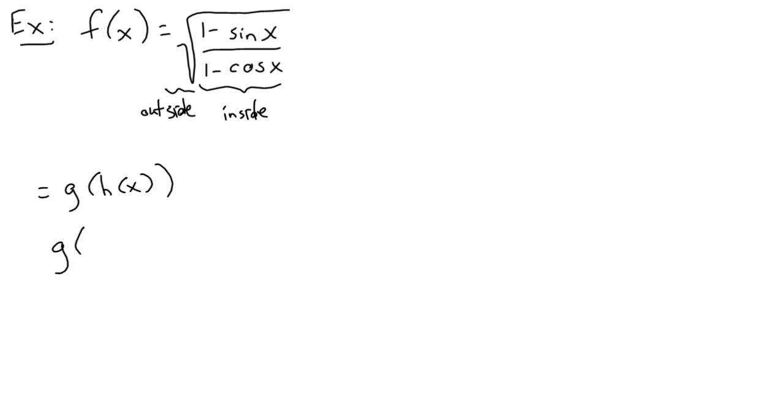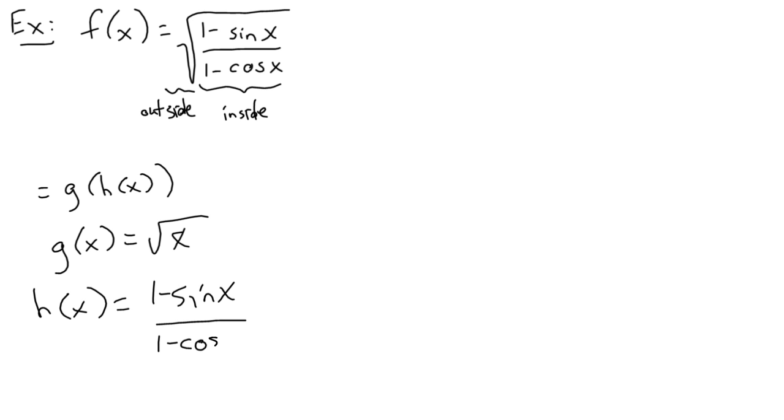So what's g? G is the outside. What do I do last? I take the square root. So g is the square root function. And then h has to be everything that's inside the square root, right? So this has to be 1 minus sine x over 1 minus cosine x. And you're like, oh, but that's such a complicated function. Why would I break it? Because I know how to differentiate that. That's just quotient rule. So it's okay if this piece is a big mess, because it's a big mess I know how to deal with without decomposing further.